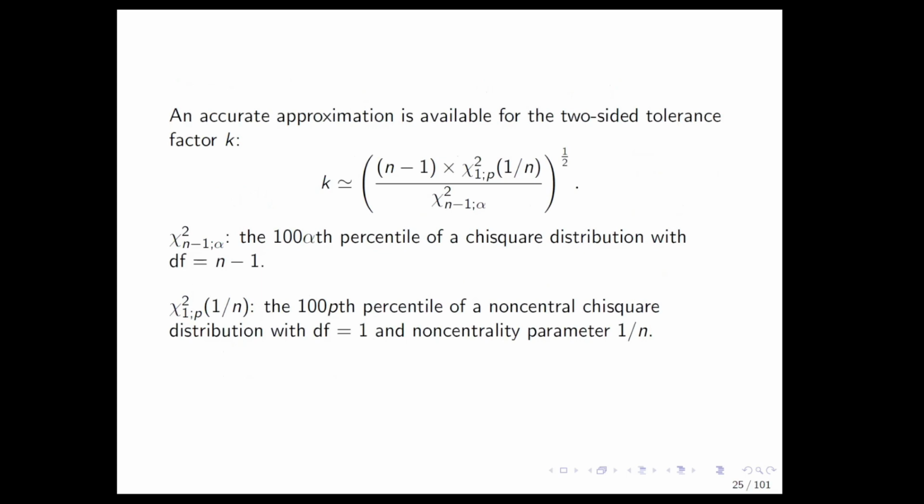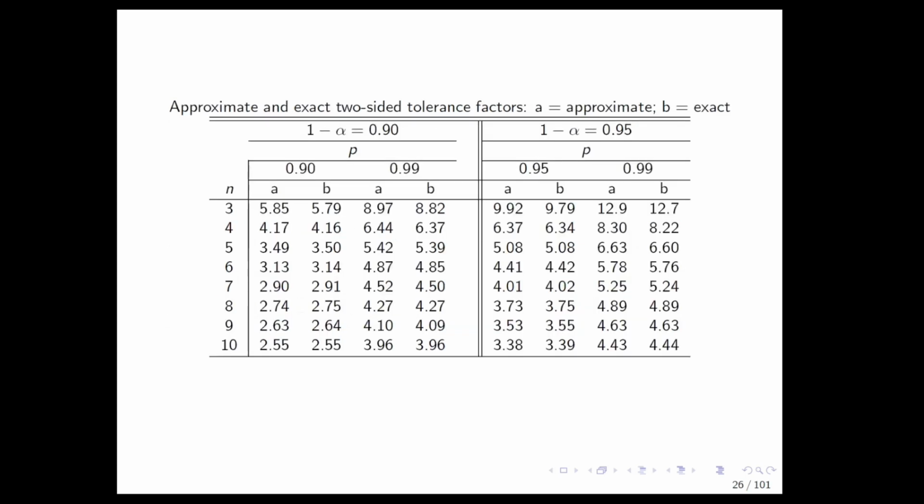So here is an approximation for k. The numerator involves this quantity chi-square 1-p, 1 over n. This is the pth percentile of a non-central chi-square with non-centrality parameter 1 over n. And the denominator is a percentile of the central chi-square. And this is a table that will list the approximate, which is A, and the exact. You can see that they are both pretty close.